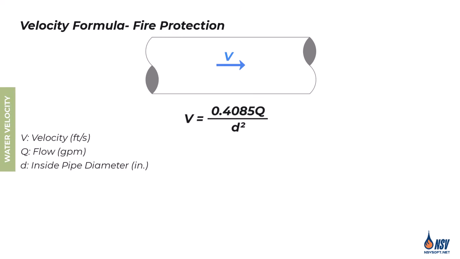Understanding velocity is important because it influences several aspects of sprinkler system performance, including friction loss in pipes and, in some cases, the contribution of velocity pressure in hydraulic calculations. In the following sections, we will explore how water velocity interacts with these hydraulic principles and how it affects the accuracy of sprinkler system calculations.